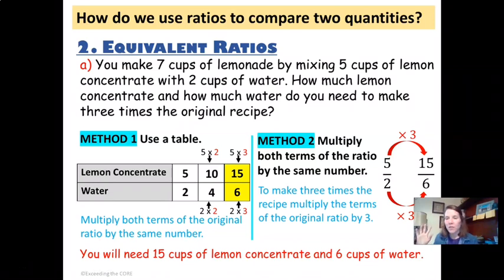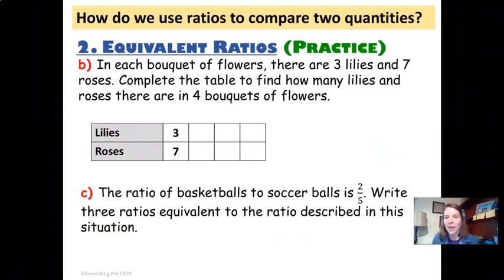paper handy. So go ahead and pause if you need that scratch paper and a pencil so that you can do some work with me. So on this next slide, we have 2 practice items. Let's talk about the top. It's using that table. And we have a bouquet, and in the bouquet there are 3 lilies and 7 roses. We want to use our table to find out how many lilies and roses we would need if we had 4 bouquets of flowers.